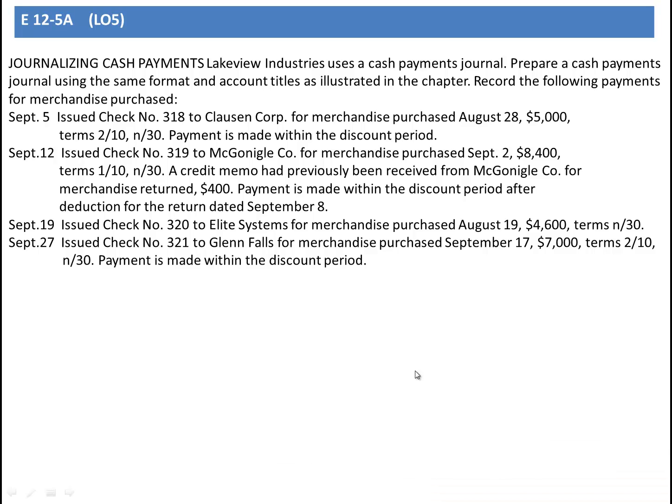In this example, we're going to be looking at the cash payments journal. The cash payments journal is another special journal that is used to record only cash payment transactions. So we use this journal anytime we have an outflow of cash, which is recognized by crediting the cash account. So we're going to look at the following scenarios and show how we put them into the cash payments journal.